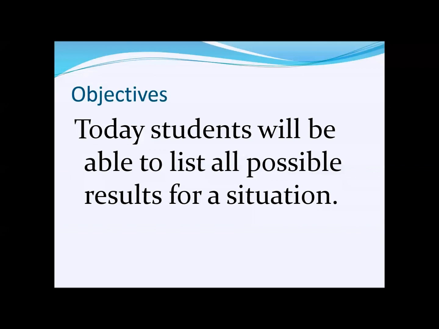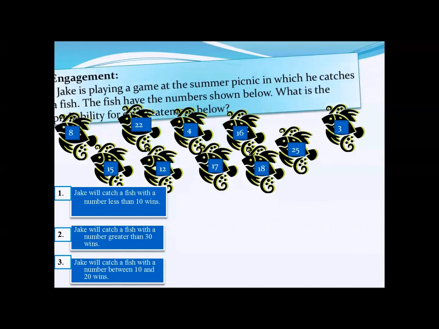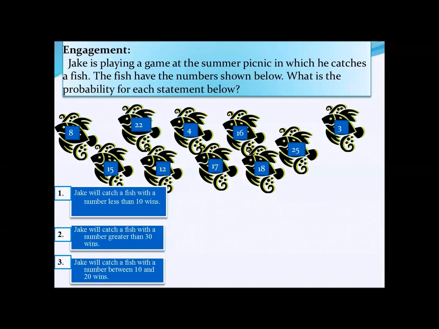Objectives. Today, students will be able to list all possible results for a situation. Here's our engagement. Jake is playing a game at the summer picnic in which he catches a fish. The fish have the numbers shown below. What is the probability for each statement below?